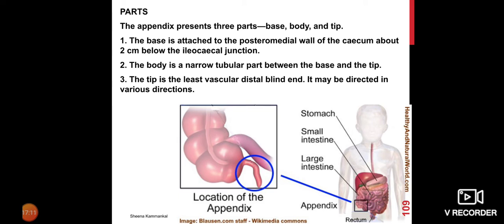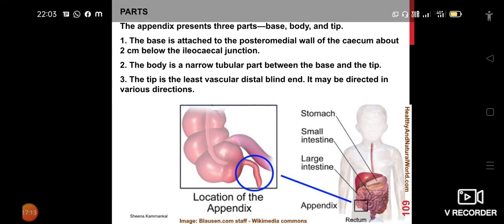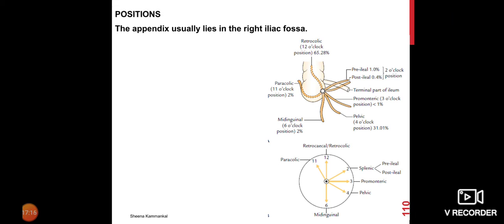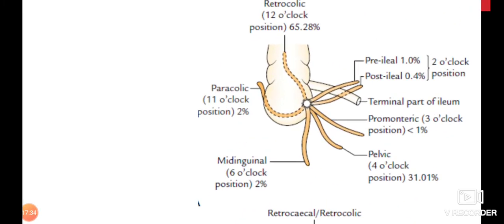So it can be directed in any direction, anteriorly, posteriorly, laterally, medially. Depending upon the position of the tip of the appendix, there are different types of appendix. It usually lies in the right iliac fossa. You can see the appendix presented in various directions, medially, sometimes above the ileum, sometimes behind the ileum.